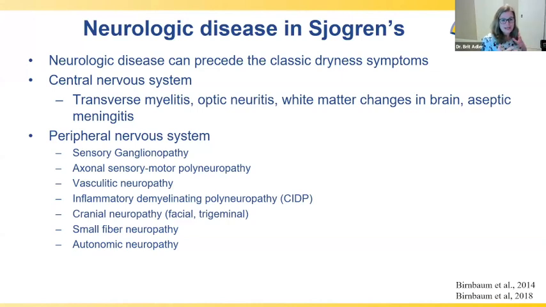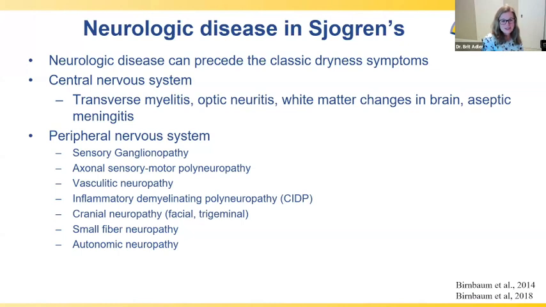When the central nervous system is affected, that can affect the spinal canal and cause transverse myelitis. We see inflammation of the optic nerve, or optic neuritis. Patients with Sjögren's are more likely to have white matter changes in their brain, and occasionally they'll get aseptic meningitis, or inflammation around the lining of the brain. And then we also probably more commonly see peripheral nervous system manifestations of Sjögren's. And this, again, is a very diverse array of manifestations.